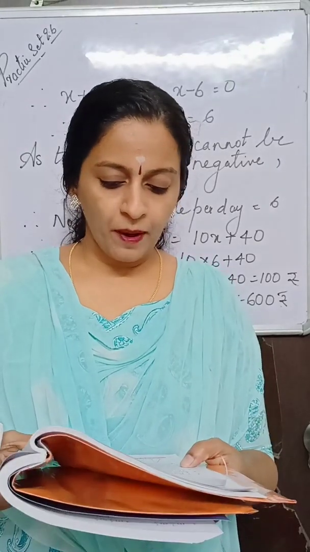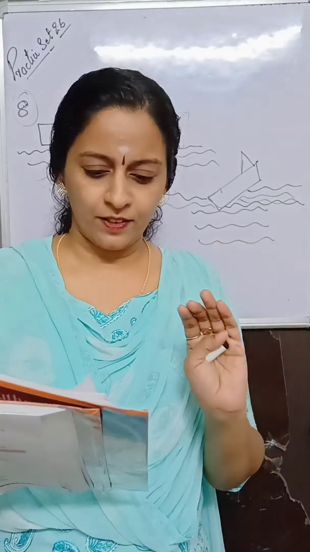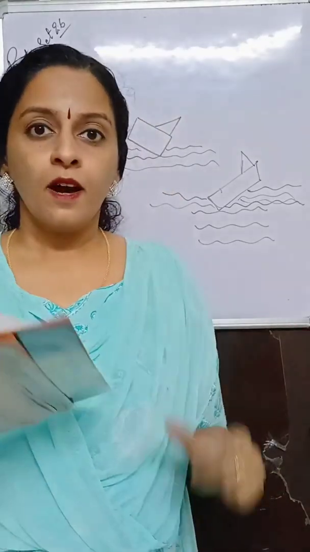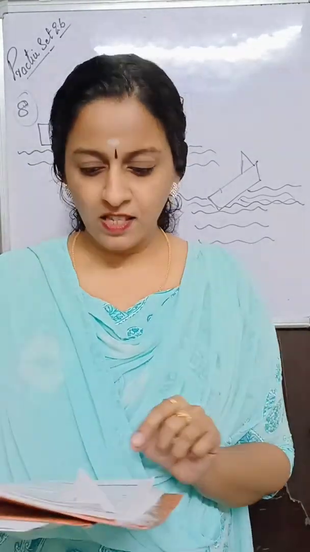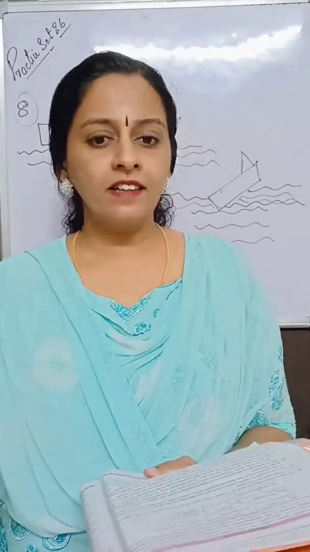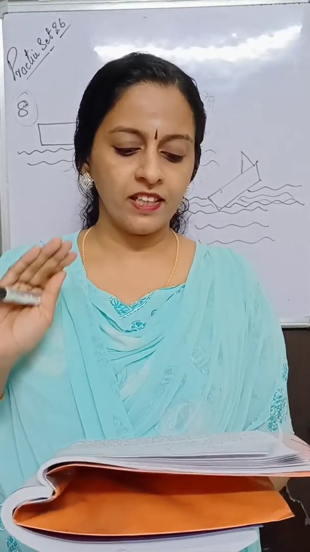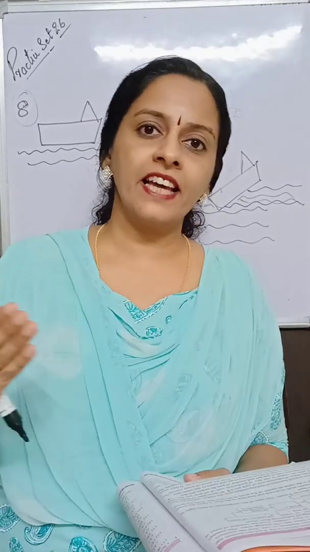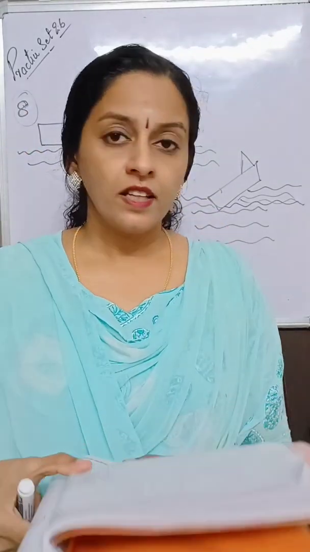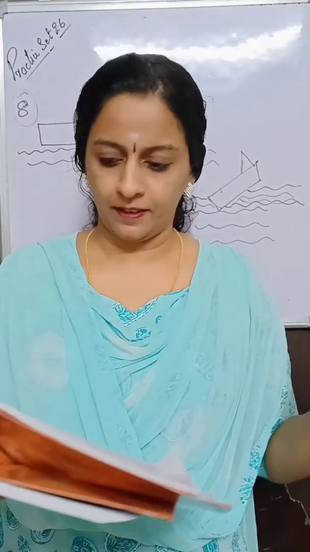Going to sum number 7. So now let us go to sum number 7. Very interesting sum. We will get it together. Okay. Let us understand the question first. Pratik takes 8 hours to travel 36 km downstream and then return to the same spot. The speed of the boat in still water is 12 km per hour. Find the speed of water current.